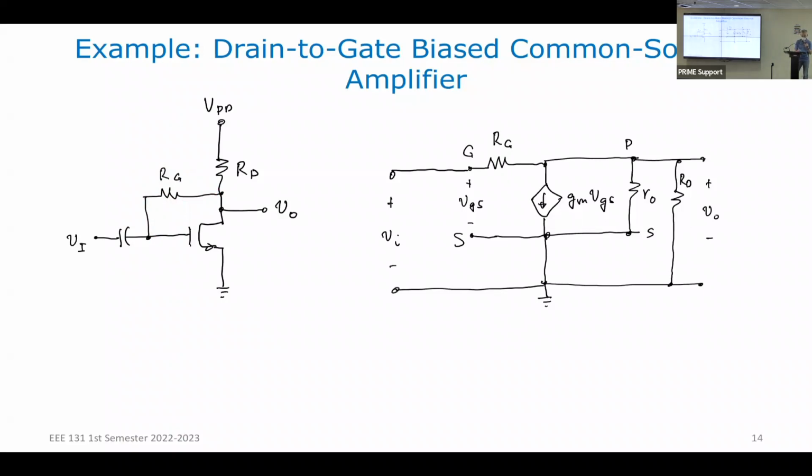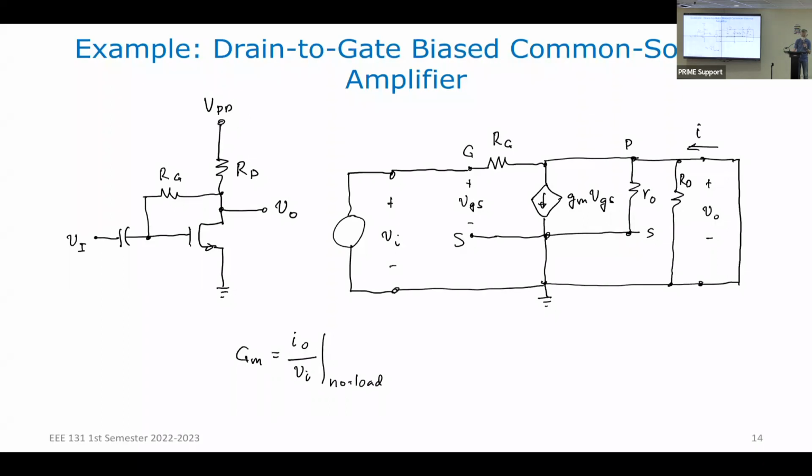So first, GM. Ano uli yung GM? This is IO over VI. This is at no load. So we apply a test voltage here. Basically, we apply a test voltage here. And ang no load condition natin would be short. And this is now I sub O. So why don't you try this? Gawin niyo yung sit work. Sabihin niyo sa akin ano yung value ng G sub M.